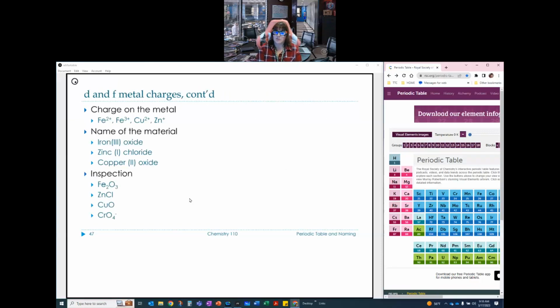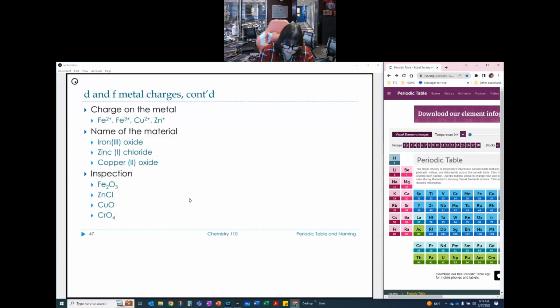Okay, so seeing the charge on the metal, we would see Fe2 plus, Fe3 plus, Cu2 plus, Zn plus. That's an actual explicit charge. That's what it's charging. The name of the metal, iron 3 oxide, zinc 1 chloride, copper 2 oxide. Again, it's that first one would be Fe3 plus, Zn 1 plus, and Cu2 plus for those names.